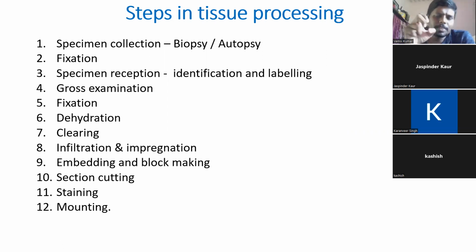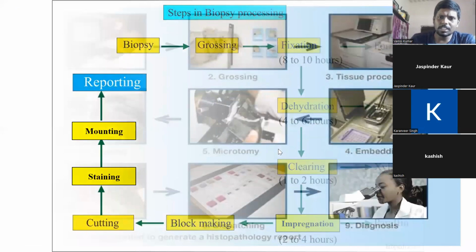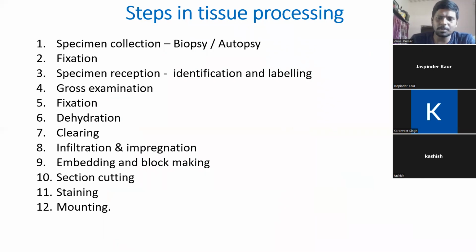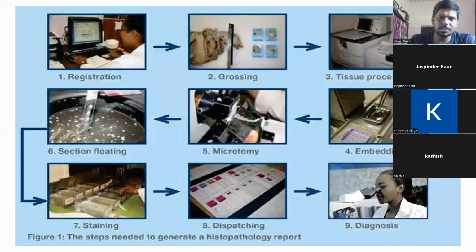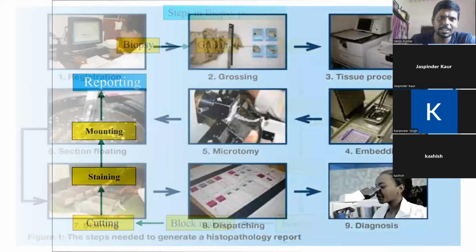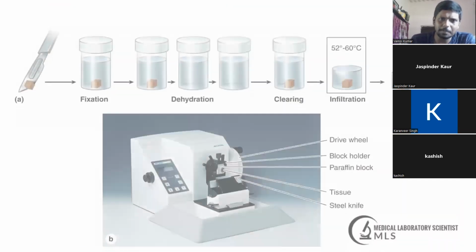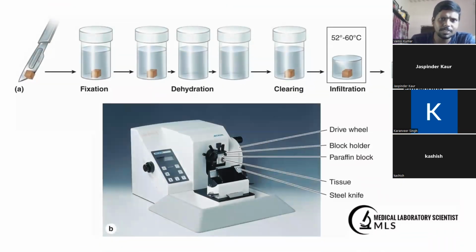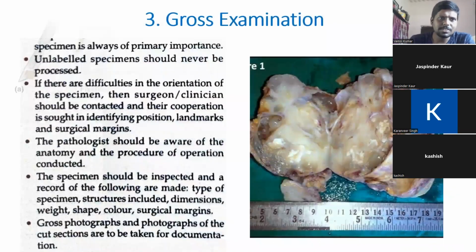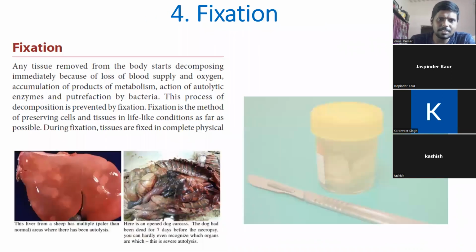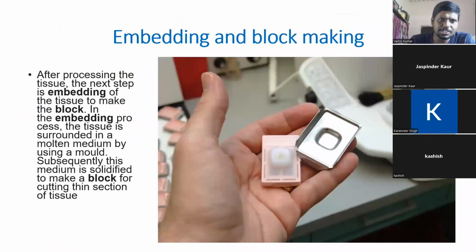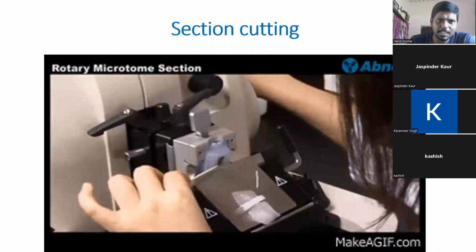Ultimately we will get this microanatomy. We can see the cells in the tissue under the microscope. So these are the overall steps in tissue processing. Whatever I said, the same story is here. Grossing, which you already know, so I'm just fast forwarding. Fixation, dehydration, clearing, infiltration, block making. This is the microtome and we got it. So this is gross examination, then fixation, dehydration, clearing, embedding and block making, section cutting.